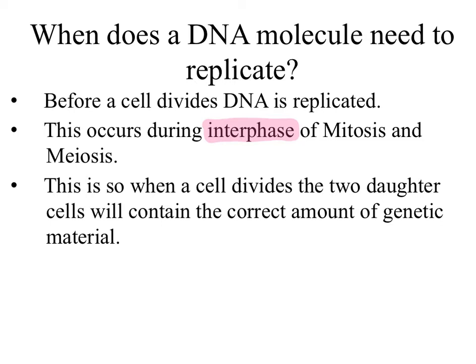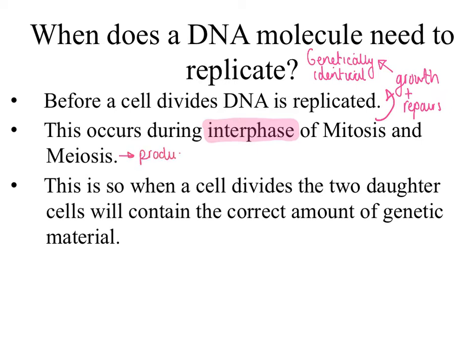So if we remember from GCSE, mitosis is used for growth and repair of cells, and we know the daughter cells are genetically identical. Let's just recap this quick. And then in meiosis, it produces gametes, and the cells are genetically different to the original cell. Okay.